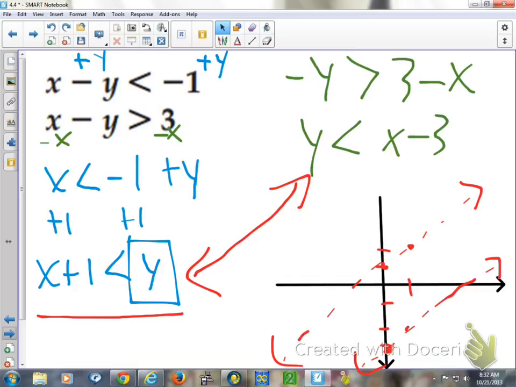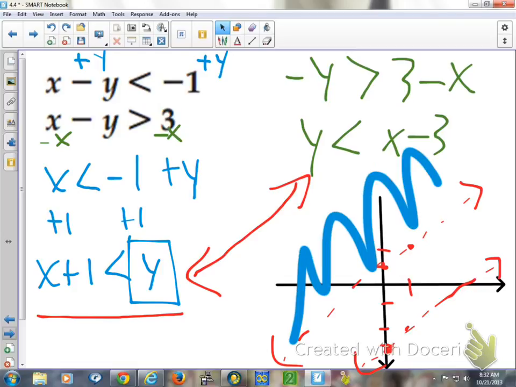Now, the blue one, the one I did in blue, are we supposed to shade above or below that? Above, because y is greater than x plus 1, which would be up here. Now, the green line, is that above or below? Below. Now, technically, this would be no solution because we're looking for where both of their shadings overlap. Does that happen anywhere? No. So technically, this would be no solution.